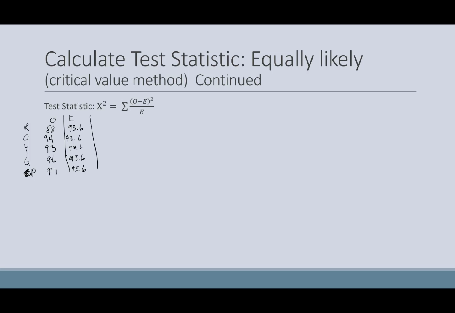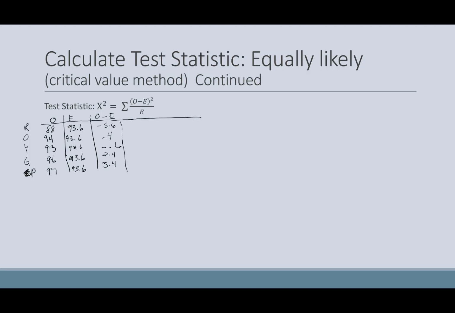Now, when I look at my formula, it says I need to do the observed minus the expected. So I'm going to just make another column of the observed minus the expected. And for my red category, I would then take 88 minus the 93.6, and that's going to give me a negative 5.6. I'm going to do that for every single one of my categories. So oranges, I'm going to take 94 minus the 93.6. And I'm going to record all of those values in my table. Alright, so now I have all of my differences recorded here.